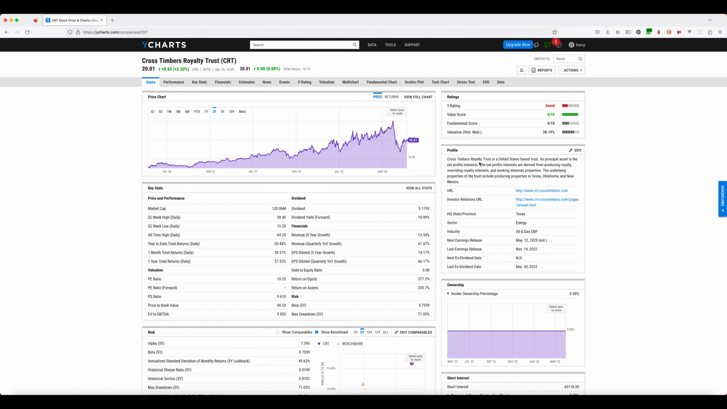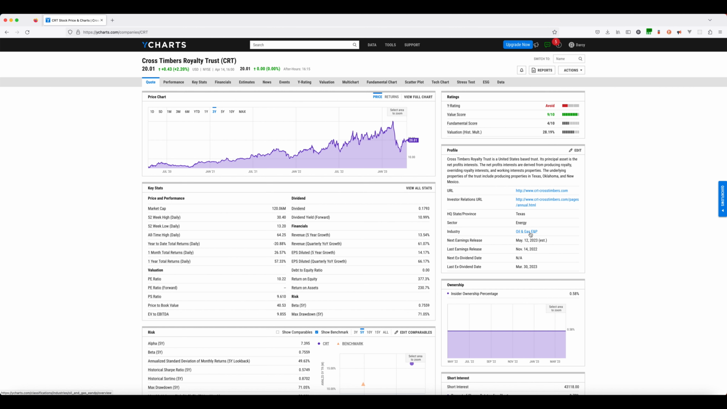So Cross Timbers Royalty Trust is a United States-based trust. Its principal asset is the net profits interest. The net profits interests are derived from producing royalty, overriding royalty interests, and working interest properties. It's a lot of jargon. The underlying properties of the trust include producing properties in Texas, Oklahoma, and New Mexico. So I'm guessing this is an oil and gas royalty trust. So it is getting royalties from energy producers.